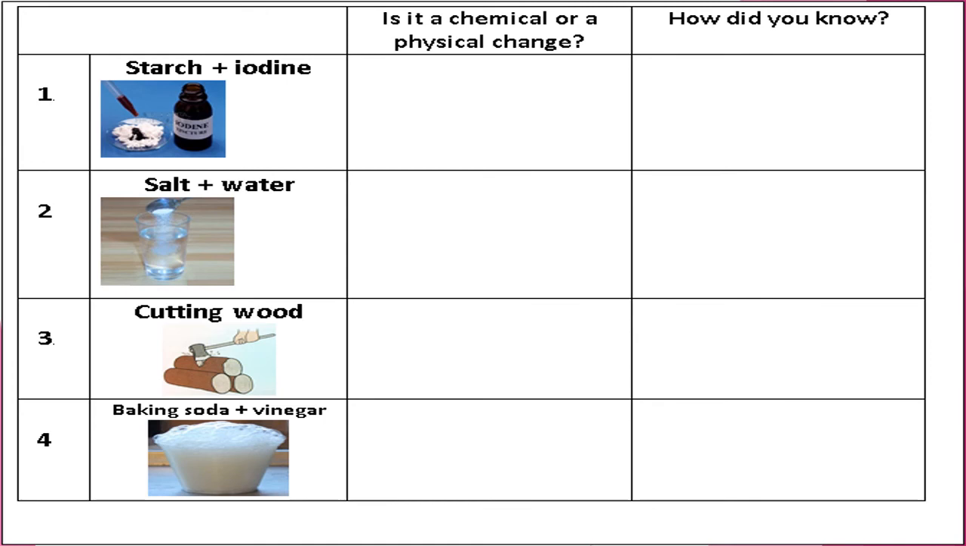So, in this table, we have here first one, starch plus iodine. When we add iodine solution to starch, is it chemical or physical? It is chemical. How did you know? There is a change in color, as you are seeing.